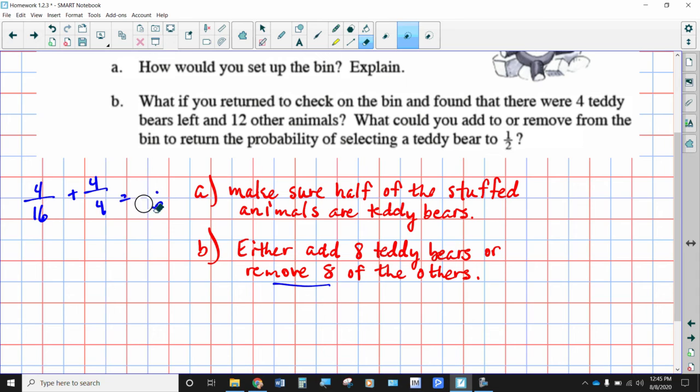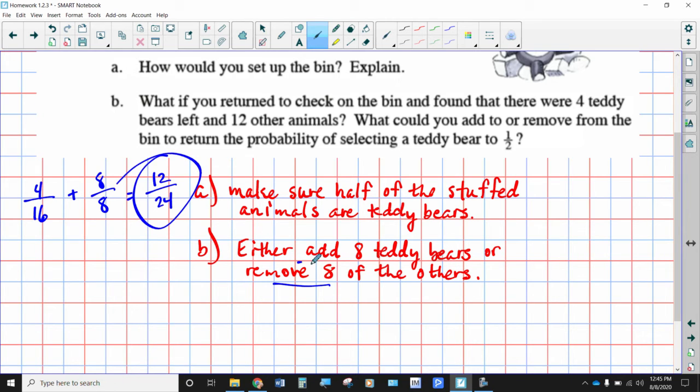So by adding enough, let's say what happens if we add 6? We had 6 teddy bears, and that becomes 10 over 22, which is not 1/2 yet. So how about adding 8 to the top and 8 down there? So you had 8 teddy bears, which means you got 12 teddy bears, and you had 16 animals. Now you've got a total of 24, and that's the combination that you need. So you're either going to add 8 teddy bears or you're going to remove 8 of the other, and that would get your ratio back to a 1/2 ratio or a 1/2 probability.